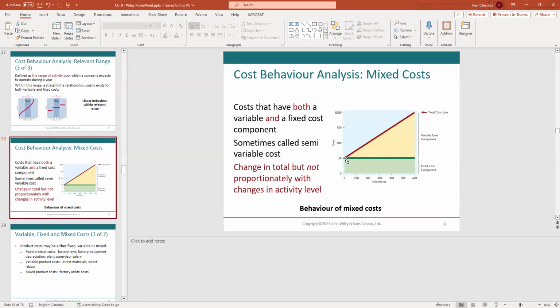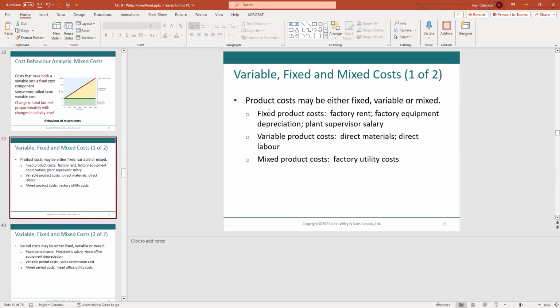So you see, in the cell phone, you're going to have a portion of the fixed cost and a portion of the variable cost. So what will be the mixed cost? Mixed cost will be the total cost, which is a combination of the fixed cost and the variable cost. Product cost can be either fixed, variable, or mixed.